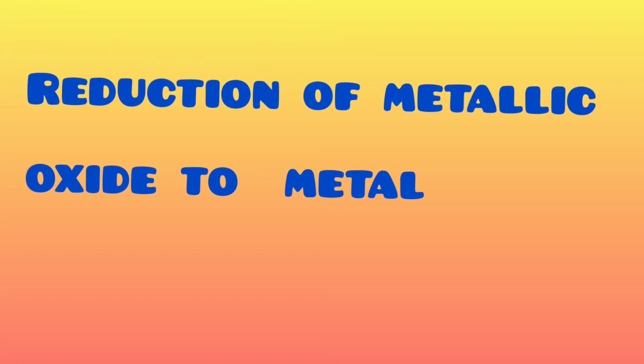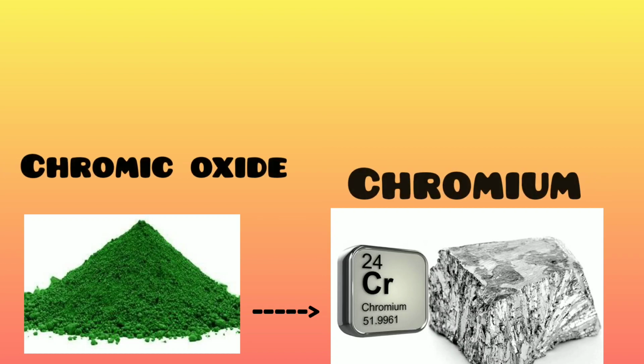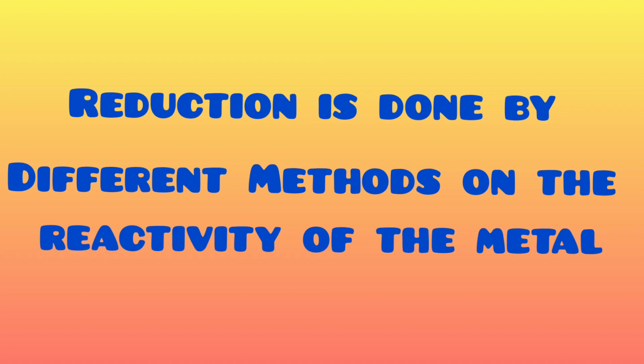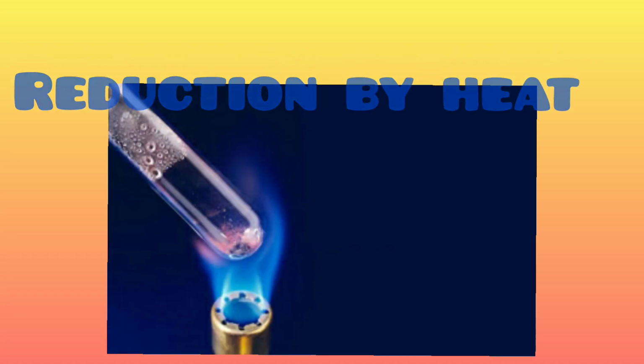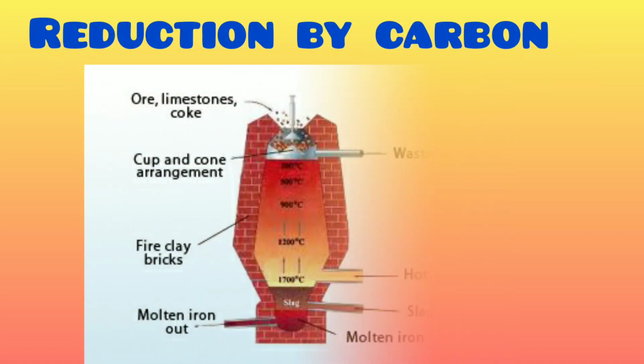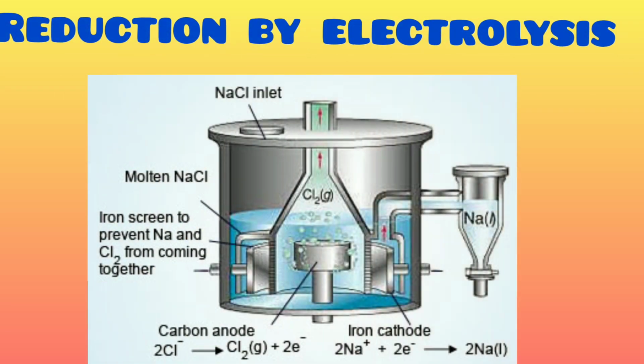The next step in metallurgy is the reduction of the metallic oxide into metal. Based on the reactivity of the metal, the reduction method is taken up. First one is reduction by heat. Ore like cinnabar, that is the ore of mercury, is reduced by this method. Chemical reduction, reduction by carbon: iron ore is reduced by this method. Then reduction by electrolysis: sodium chloride is reduced to sodium by this method.